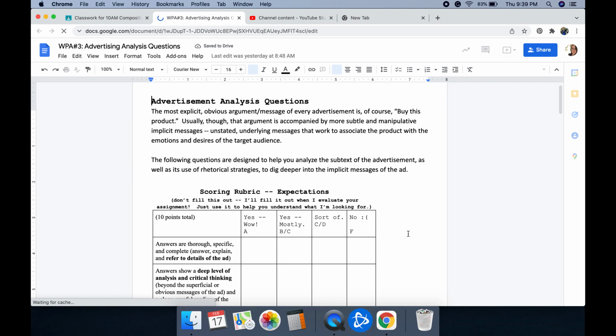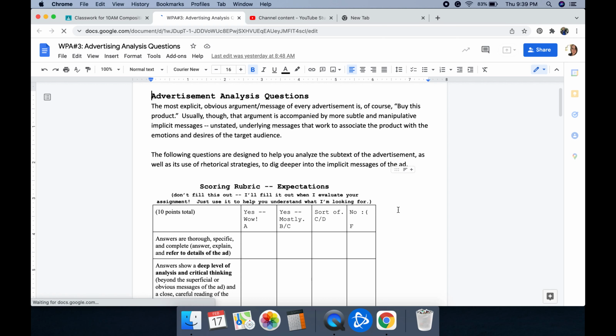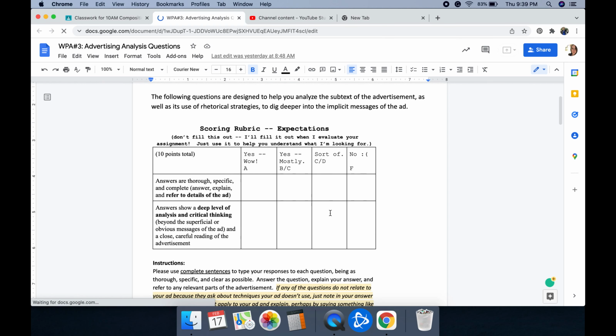So you'll want to choose an ad from the ad bank, and I'll show you that in just a second. Just so you know, this scoring rubric is from me, and I just wanted you to see what I was looking for on this. So I'm looking for thorough, specific, and complete answers. So please, besides just giving a basic answer, give a little bit of explanation and refer to what in the ad you're talking about when you give your answer and your explanation.